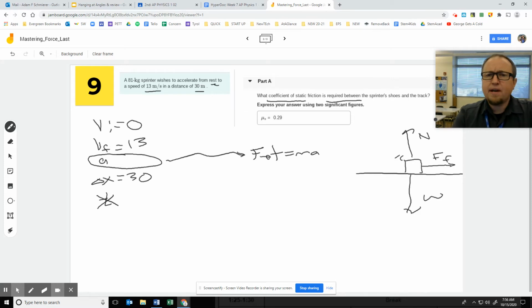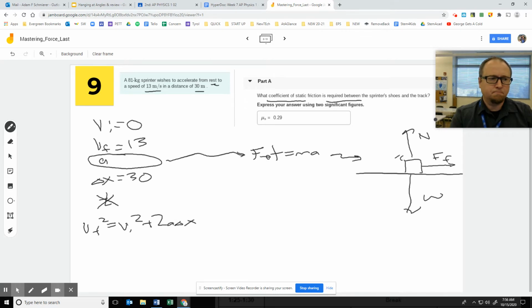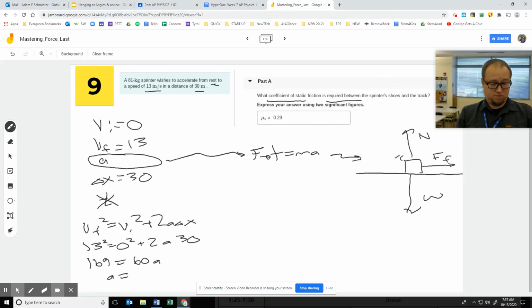Well, let's find out what our F net is. Let's do that first, and then we're going to see how that helps us here. So we've got VF squared equals V initial squared plus 2A delta X. 13 squared equals 0 squared plus 2A times 30. So I get 169 equals 60A. I get an A of 169 divided by 60, which is 2.8. All right, so I have my acceleration.